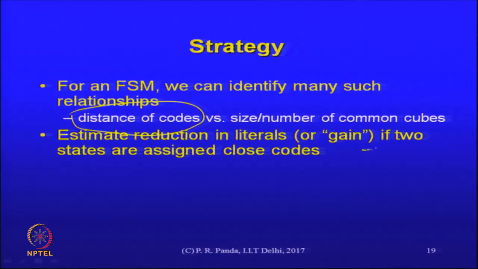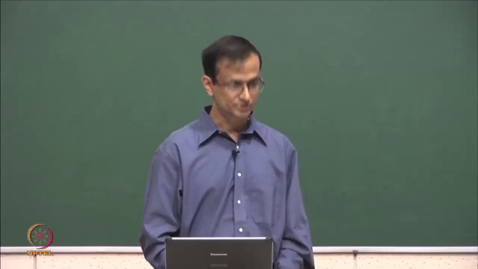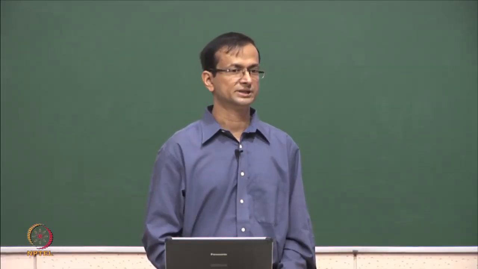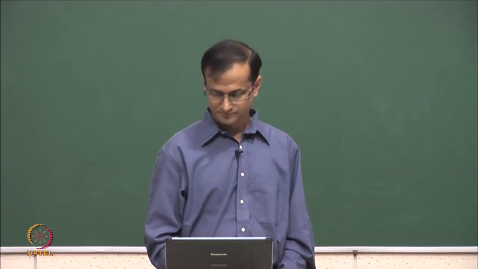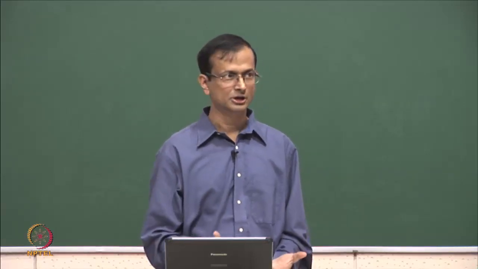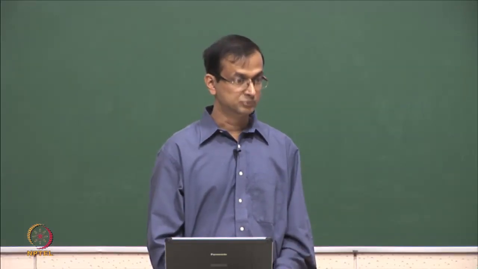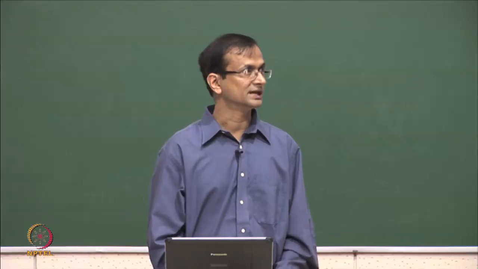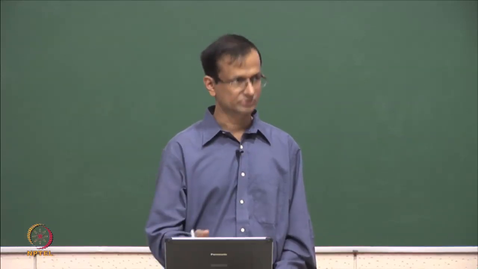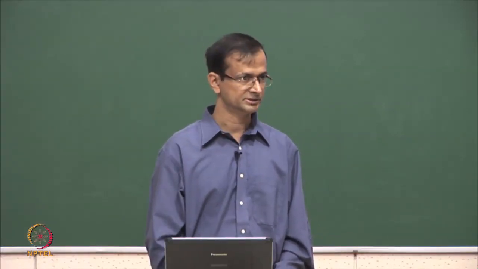But you estimate that reduction if two states are assigned close codes, and by identifying those common next states or common present states, we can try and put numbers there saying there is a greater chance of literals being reduced if these two states were close. So that when there is a competition for the actual encodings, priority can be given to making those particular pairs close that are more worth it with respect to how we have estimated the reduction in literals.